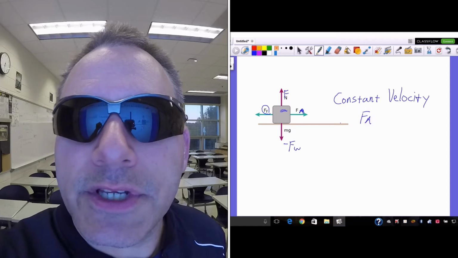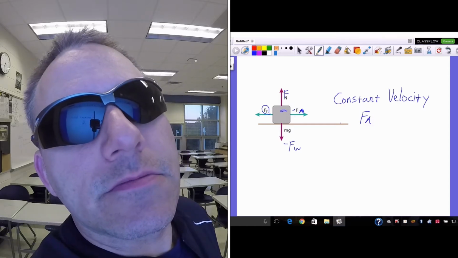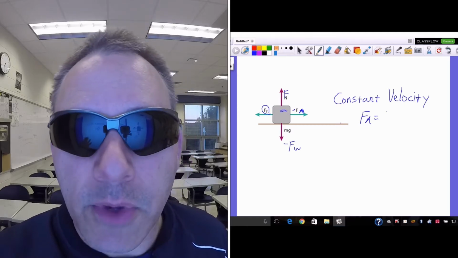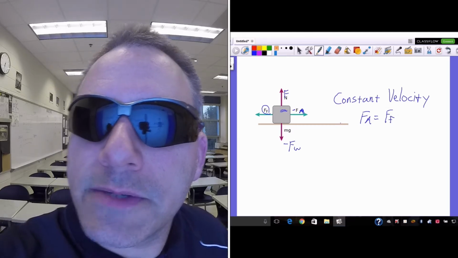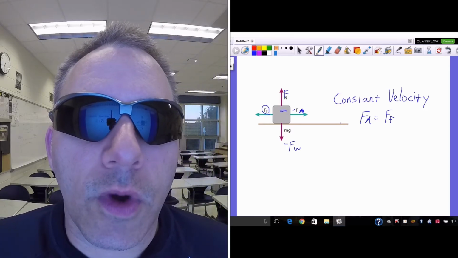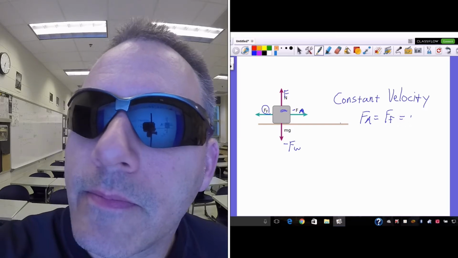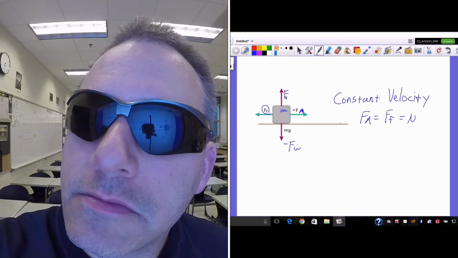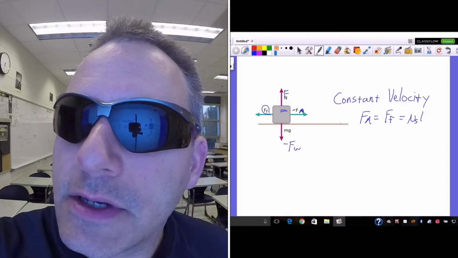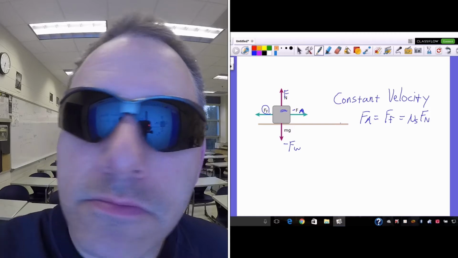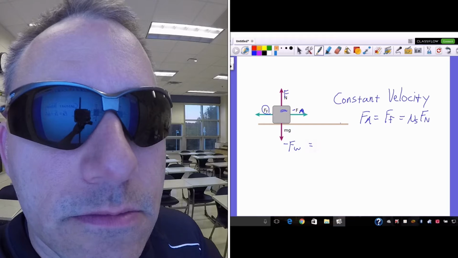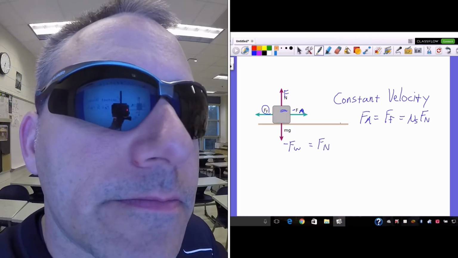If my applied force is moving in one direction, and its magnitude, which means the size, the number, is equal to my friction force, then I can find what that is by multiplying a coefficient of friction, and if it was kinetic or static you would say S, times your normal force. Well, what's your normal force equal to? Your normal force and your weight are the same.